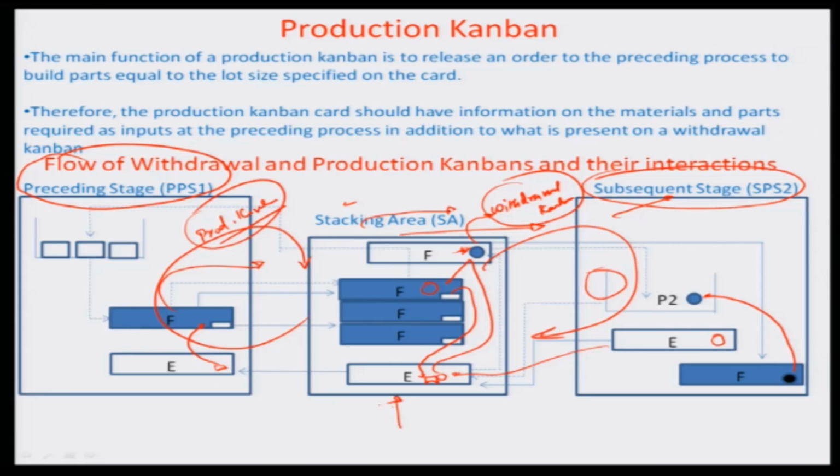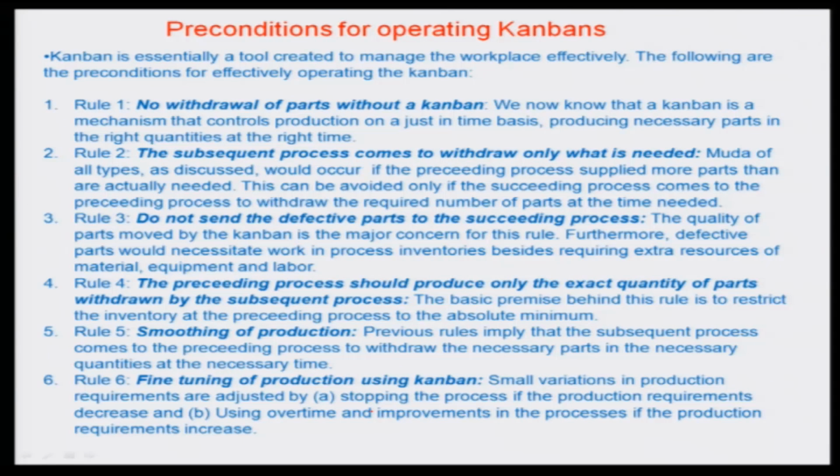Some of the rules which are important for this Kanban flow to happen and which have to be followed are the following. Rule 1 is that no withdrawal of the parts can happen from the stocking area without a Kanban going into it. We now know that a Kanban is a mechanism that controls production on a just-in-time basis, producing necessary parts in the right quantities at the right time. Therefore there should not be any overproducing or overflow of materials at every stage, apart from what has already been dictated by the Kanban cards.